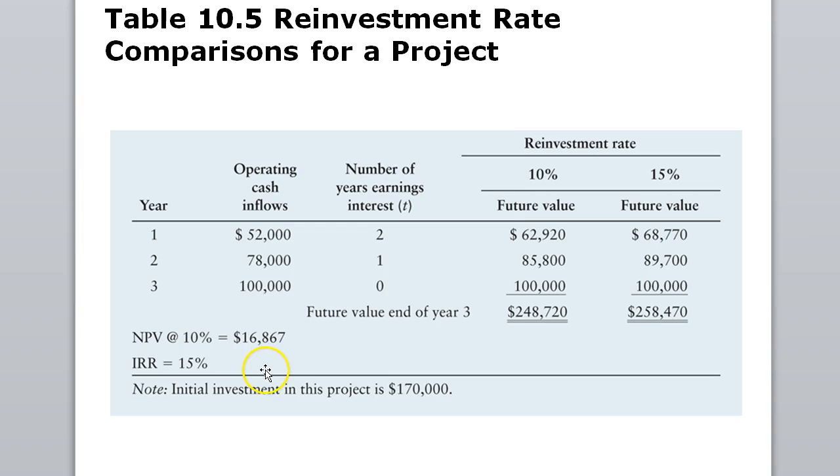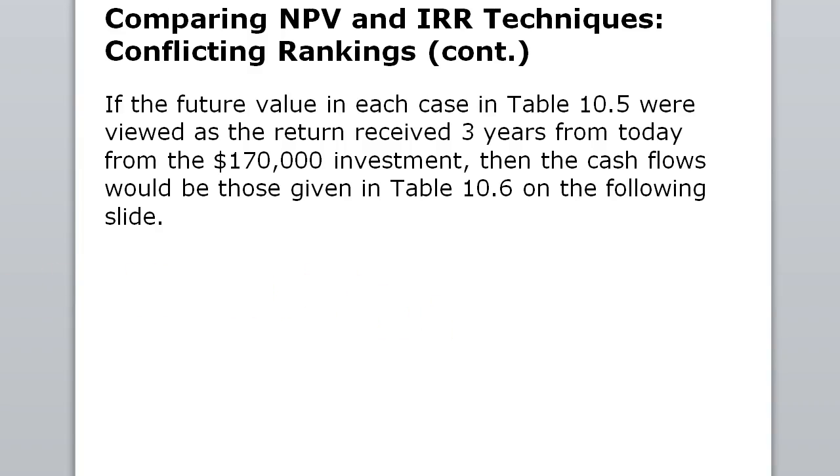So we note that if the internal rate of return is higher than the cost of capital, the internal rate of return model is going to judge projects where the cash flows at the beginning of the period are greater than at the end of the period better than if you just use the net present value approach. So in the future value case, we're viewing the return in 3 years from today, from the $170,000 investment, and then the cash flows would be given in table 10.6 on the following slide.